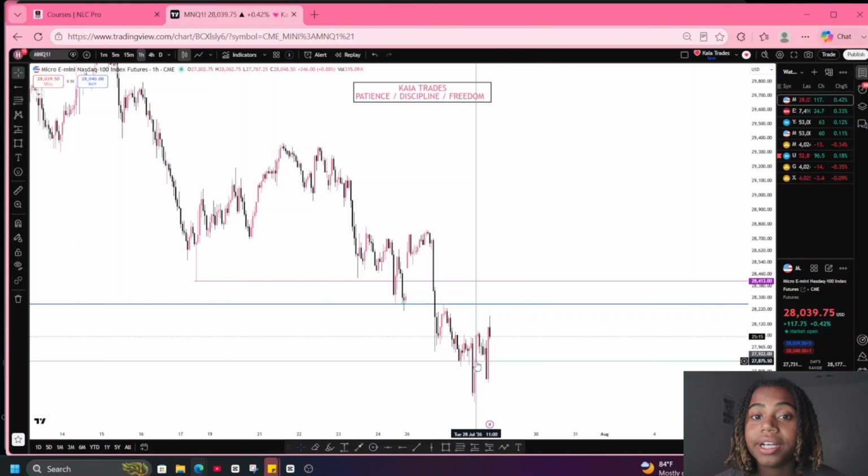Now that we've learned what support and resistance looks like, higher highs and higher lows, and lower lows and lower highs, now that we've been able to identify an uptrend, a downtrend, consolidation, and key levels, I want you to take some time to practice marking this out on your charts.